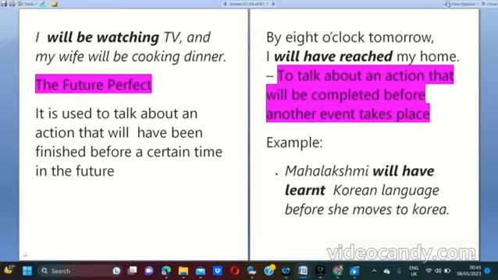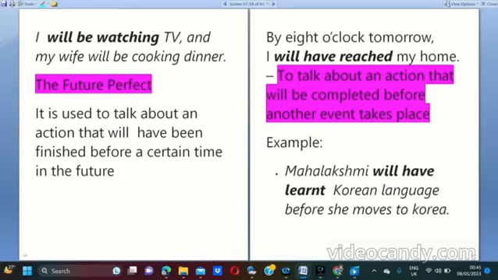See, "I will have reached my home" happens first. I will have reached my home by 8 o'clock. By 8 o'clock tomorrow, I will have reached my home. Maybe I will have reached my home at 7 o'clock also. So to talk about these kinds of situations, we use the future perfect. Yes, to talk about an action that will be completed before another event takes place. As I told you, a few actions will have been finished before another action, or before another time.